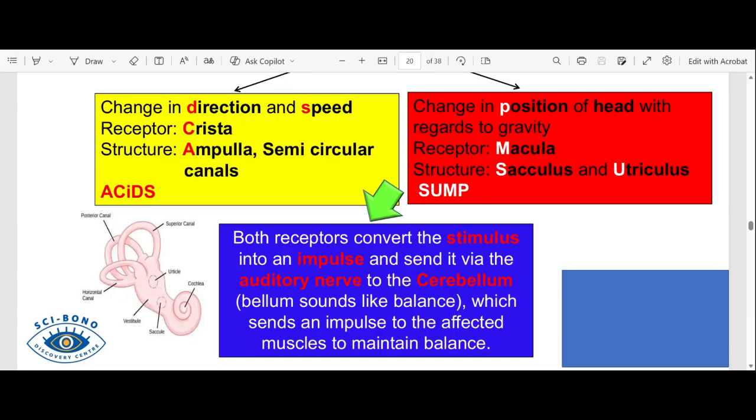And also remember this, the cristae is for the change in the direction and speed of your head. This happens a lot in people who do ballet, right? Because the direction and speed of their head changes. And the maculae deal with the position of your head. So whenever you're falling, the position of your head changes, it stimulates the gravitational pull, and the gravitational pull in turn will stimulate the maculae in your sacculus and your utriculus. So that's the difference between the cristae and the maculae.